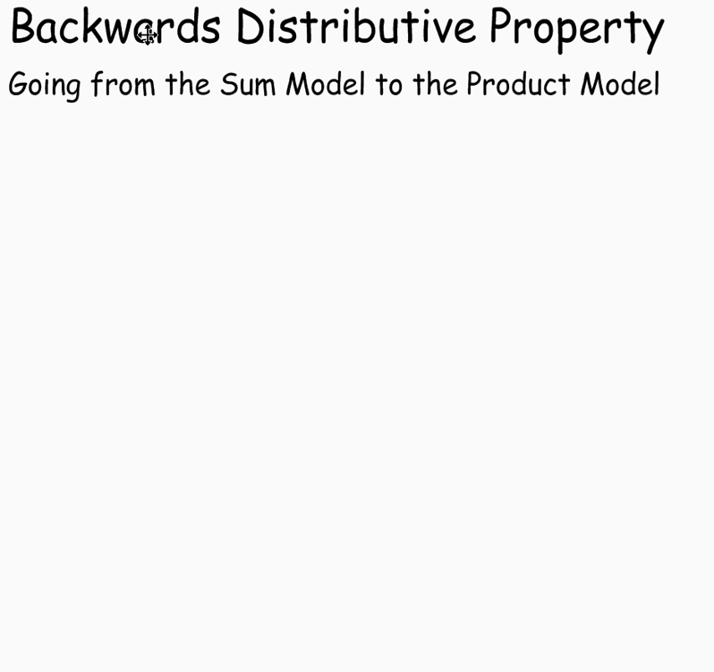Okay, so what do I mean by backwards distributive property? What I mean is we are going to go from the sum model to the product model. Previous to this, we've been going from the product model to the sum model. Now we're going to go in the other direction, from sum to product. We also call this factoring.